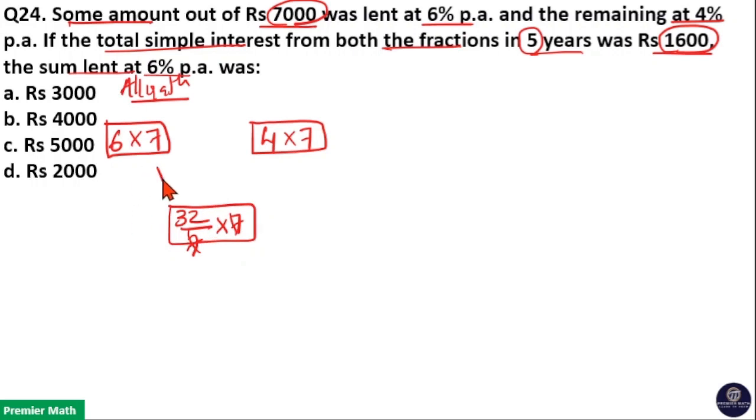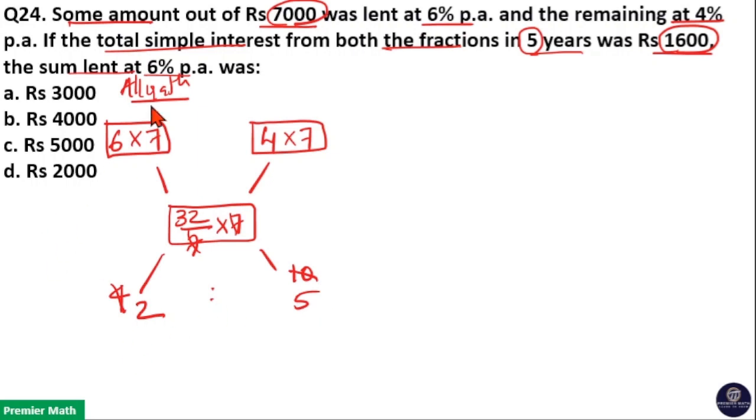Now, if I take the difference between the left-hand side and the middle term, it is equal to 42 minus 32, which is equal to 10. And if you take the difference between 28 and 32, 32 minus 28 is 4. So the ratio of 4% and 10% is 4 is to 10. I will cancel it with 2. Then 2 is to 5 is the ratio.